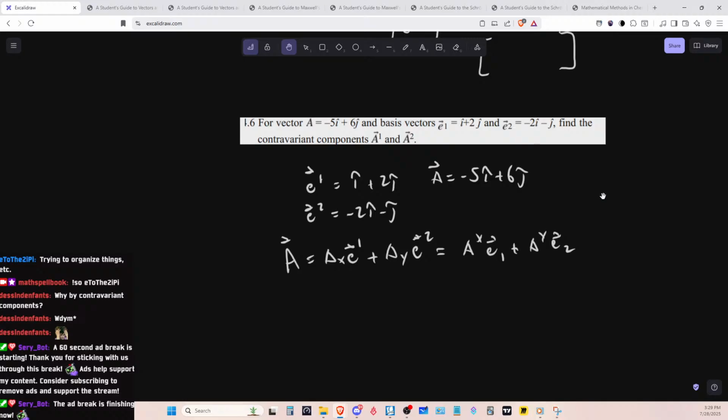Alright, so let's reread this again for vector A, and the basis vectors. Find the contravariant components A1 and A2.